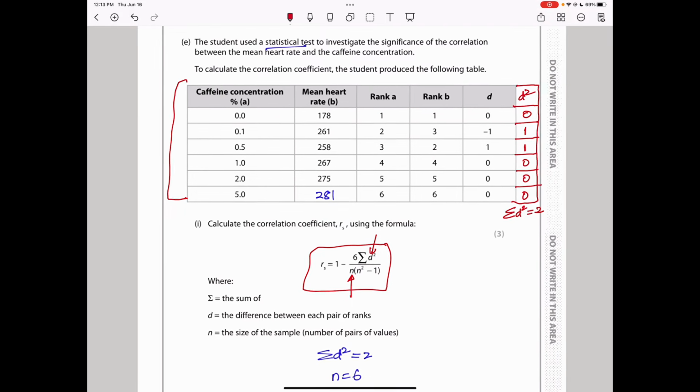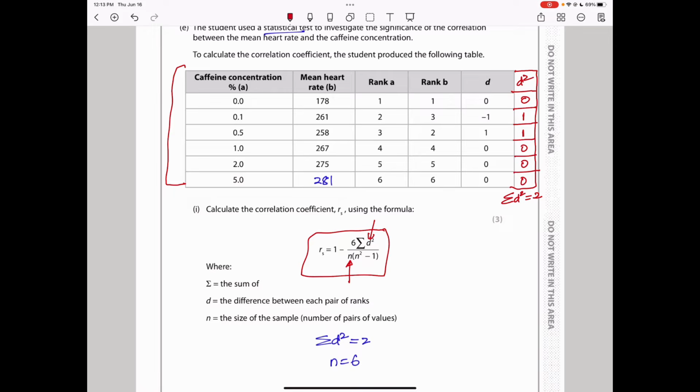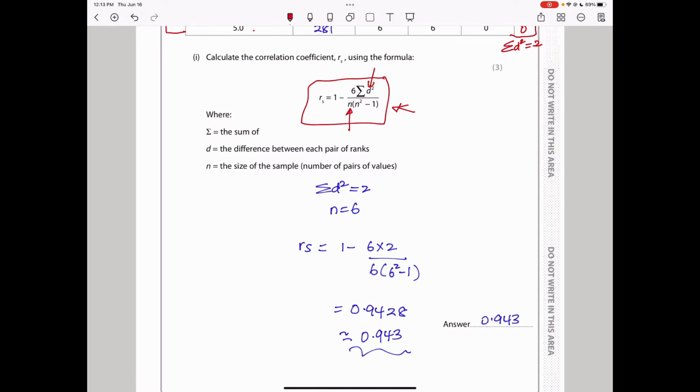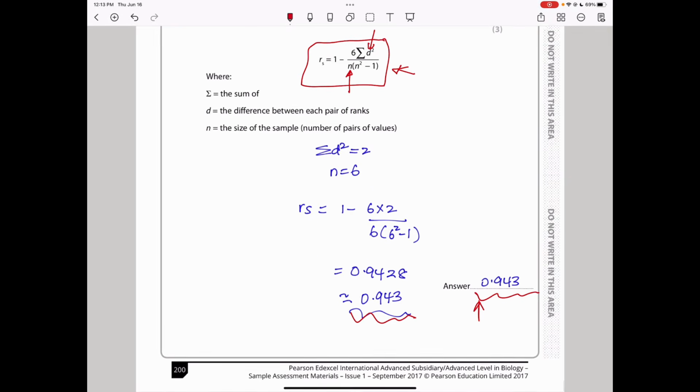Since I have that, I also have to find N. Remember, we have 6 different samples. So 1, 2, 3, 4, 5, 6. Therefore, N is equal to 6. So then I can substitute all those into this equation. And it will be 1 minus 6 times 2 over 6 times 6 squared minus 1, which gives me this answer. And I wrote it here, as you can see. This one here is our calculated value of RS.